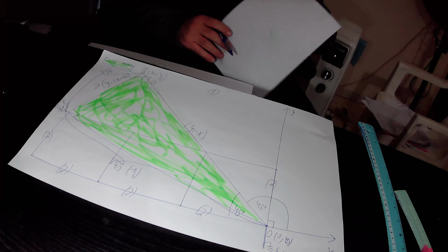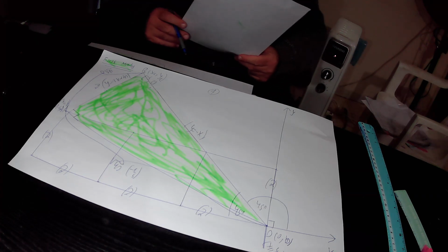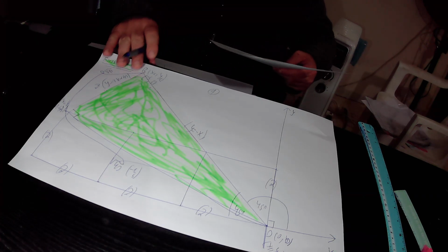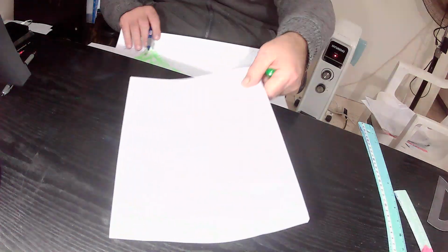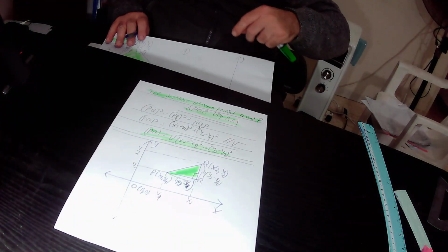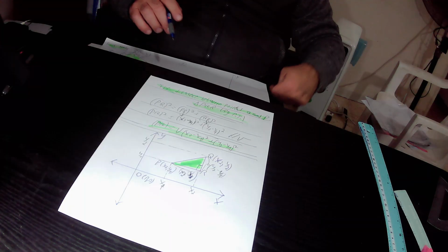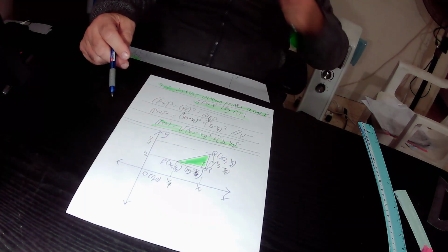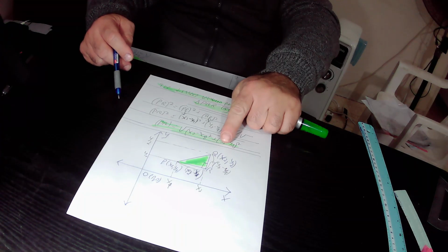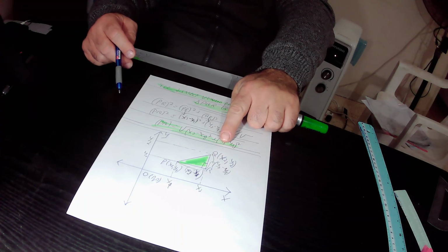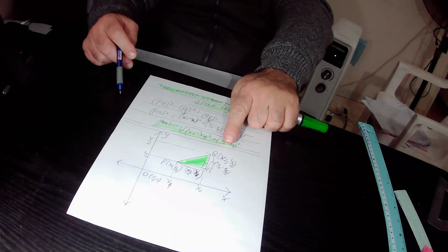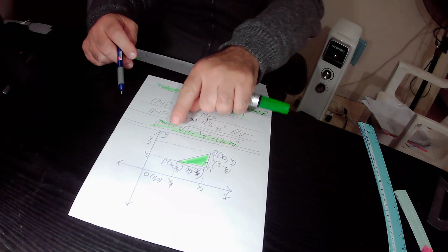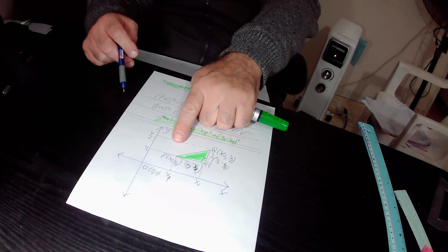So what is the formula for the distance between two points? Here we have the green line PQ. We know that the coordinates of point Q are x2 and y2, and the coordinates of point P are x1, y1.